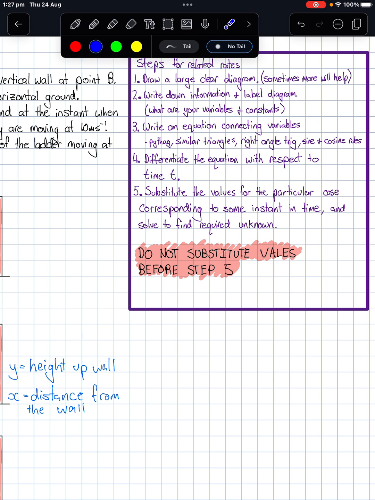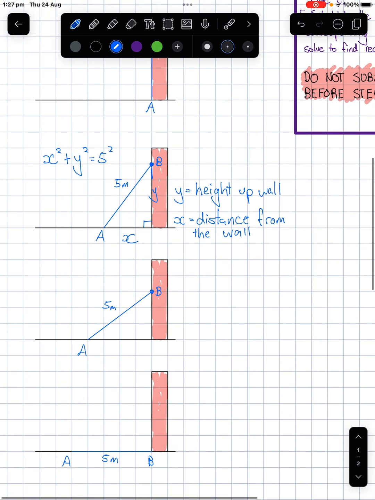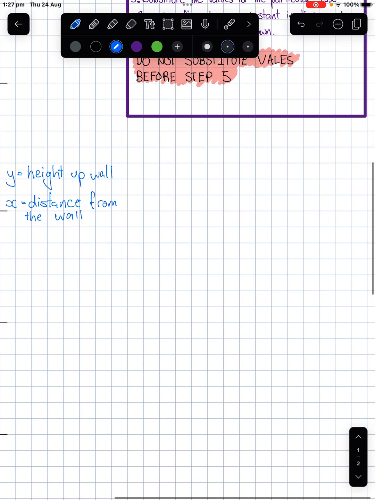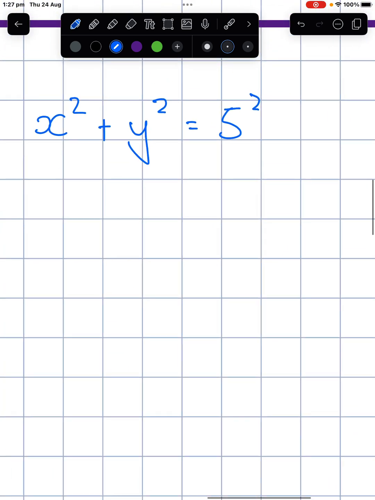Our next step, now we've got this all sorted, is to differentiate the equation with respect to time t. So we're going to take this equation, x squared plus y squared equals 5 squared, and differentiate with respect to t. I'll zoom in a little bit so we can focus on this.